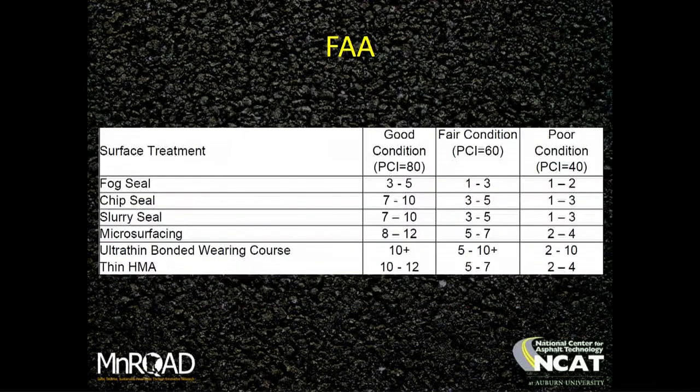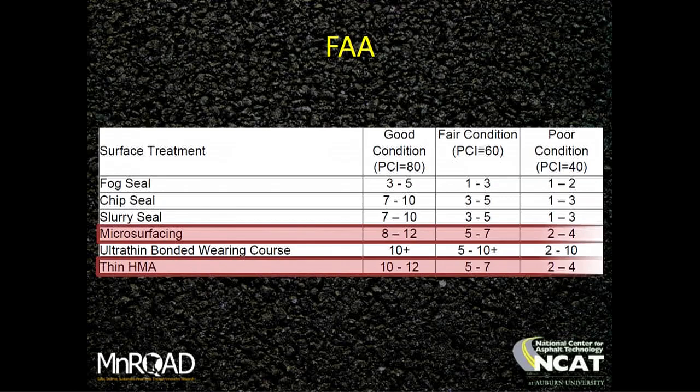If you look at what the FAA has done, they've kind of expanded in some ways the ranges on that table, and they said, okay, well, for poor condition, fair condition, and good condition, it acknowledges that if you do preservation on a road that's got a bunch of distresses on it, it's not going to last very long. But if you do preservation on something that's high up on the curve, it can last a pretty long time.